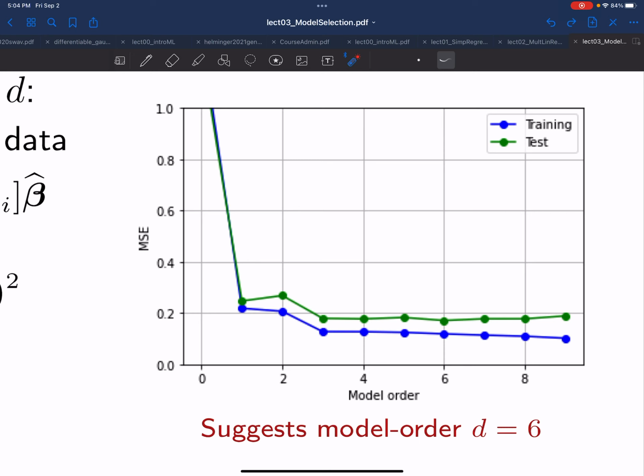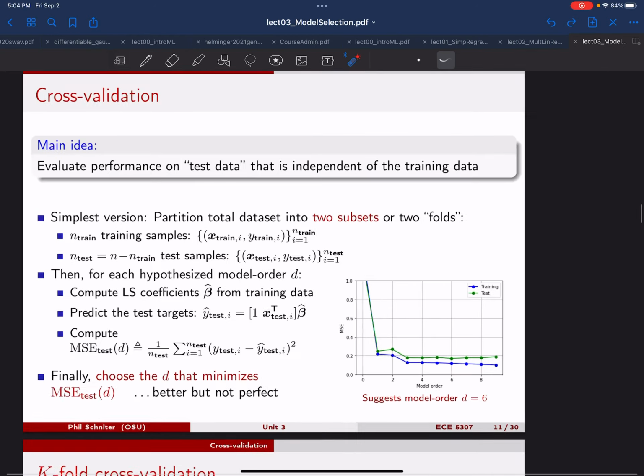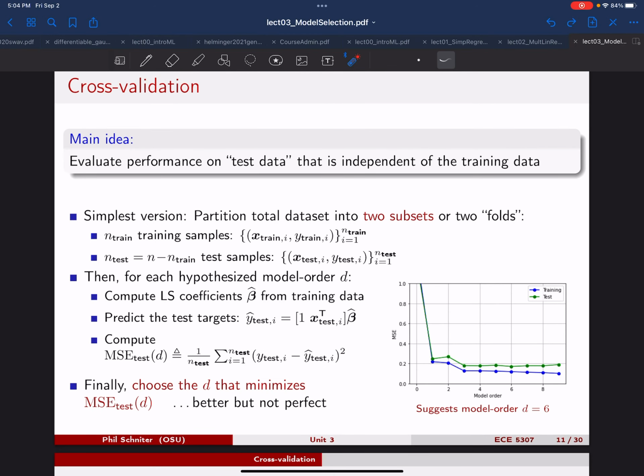So this is a step in the right direction. It's not, as you can see, giving us 3. 3 is the order we really want, right? It looks like in this case it's bottoming out around 6. So this method would tell us to select 6. We are going to improve upon this, but this is the big conceptual idea: split your data into a training set and a testing set. And in the testing set, you're going to evaluate your model order selection.